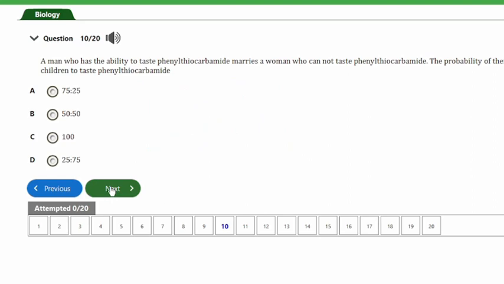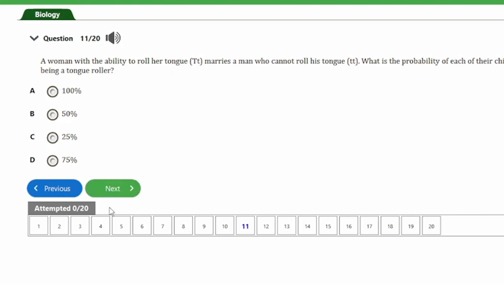The question says, a man who has the ability to taste phenylcarbamide marries a woman who cannot taste phenylcarbamide. The probability of their children to taste phenylcarbamide will be A, 75-25, B, 50-50, C, 100, and then D, 25-75. So guys, the answer to this question is option B, and that's 50-50. So let's look at the next question.